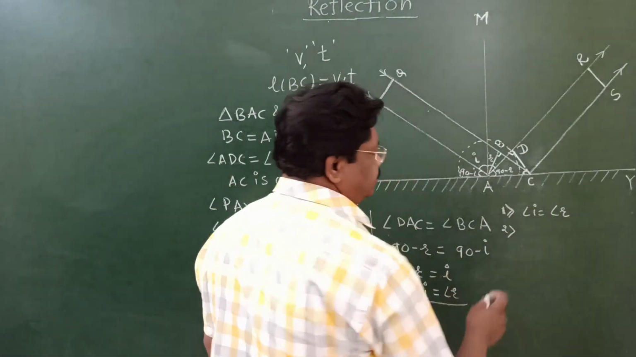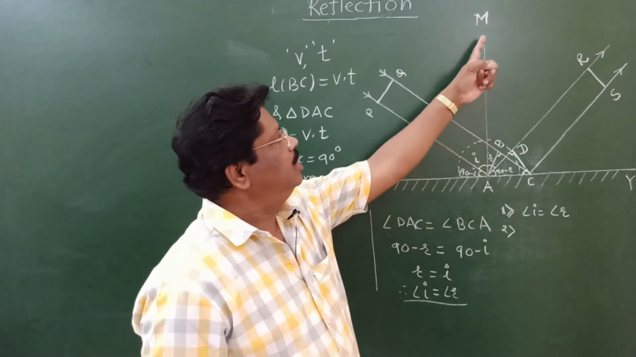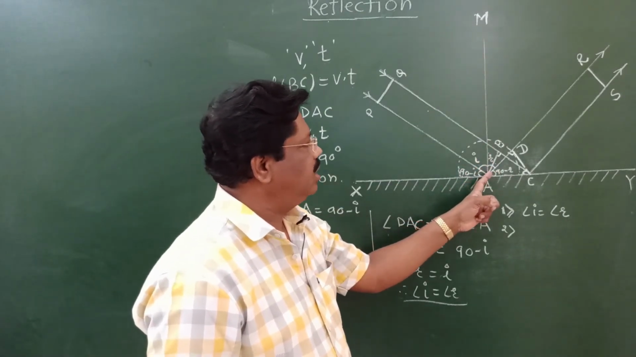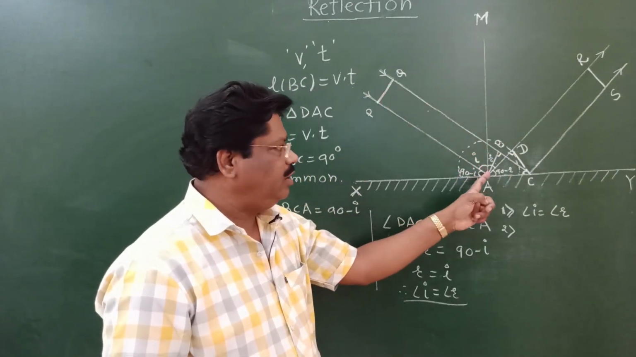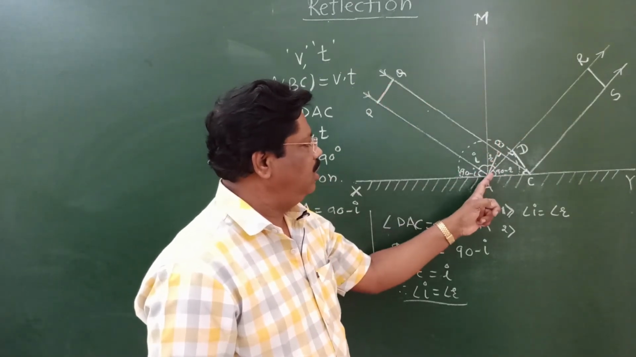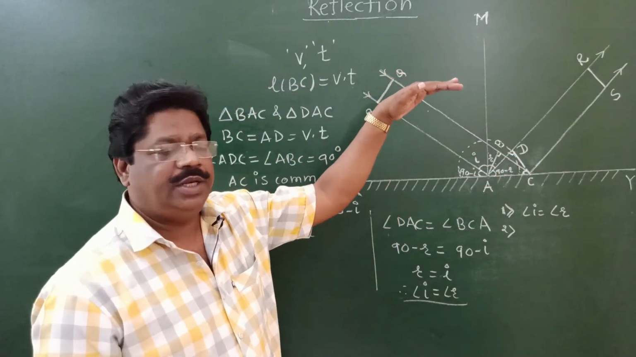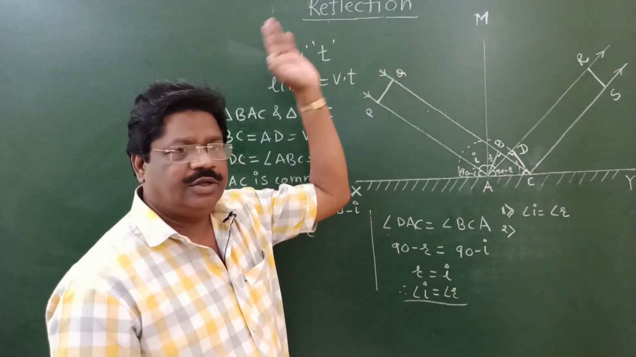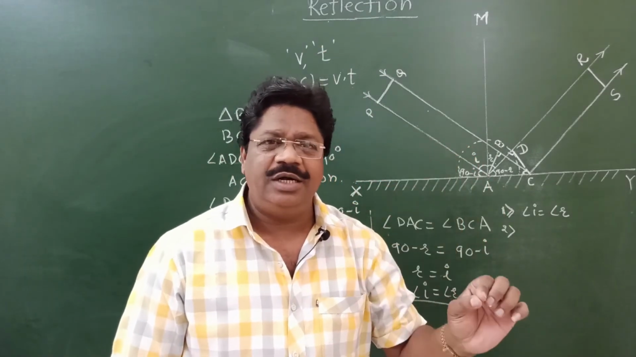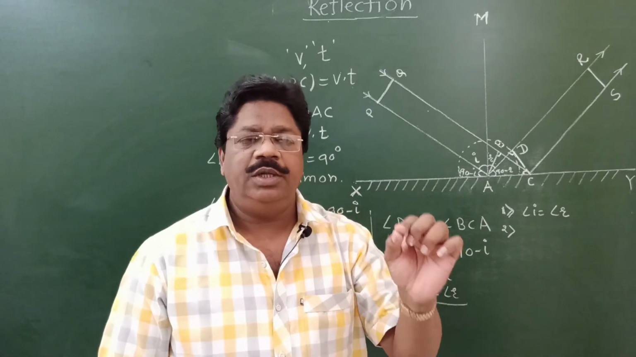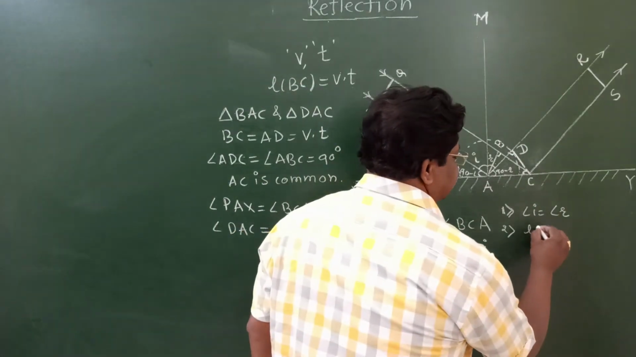Second, the incident ray, normal and reflected ray lie in the same plane, which you can consider the vertical plane here. That means the incident ray, normal and reflected ray lie in the same plane.